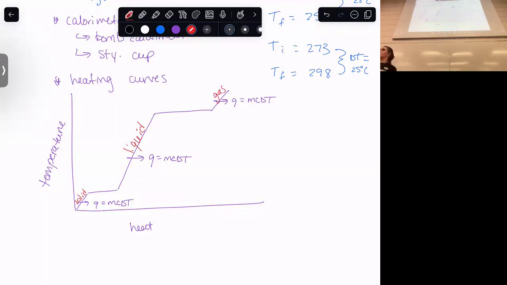So what happens on the horizontal lines? Equilibrium. And so what do we call that between a gas and a liquid? That's a phase change. Awesome. So here's going to be a phase change. And here's going to be a phase change.